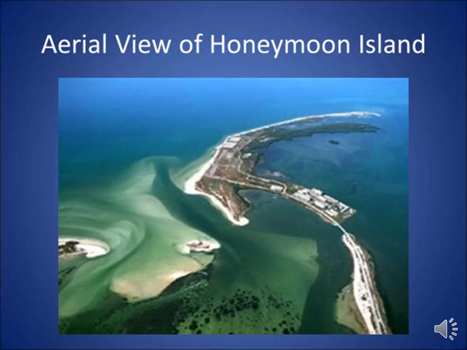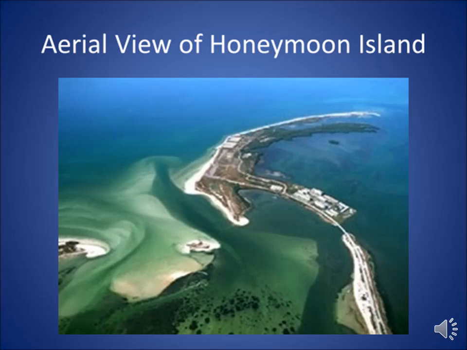And here's an aerial view of Honeymoon Island, which we're going to talk more about. As you look at this image, you can see to the right-hand side the road, and this is the causeway that goes to the mainland. It is man-made, and then the more rectangular part of the island with buildings on it is also man-made.